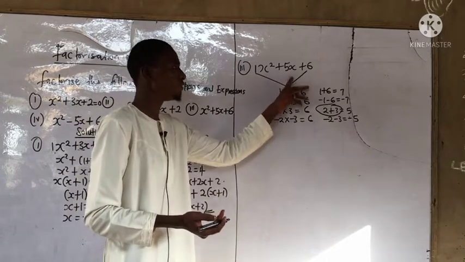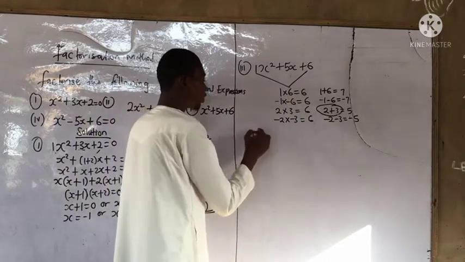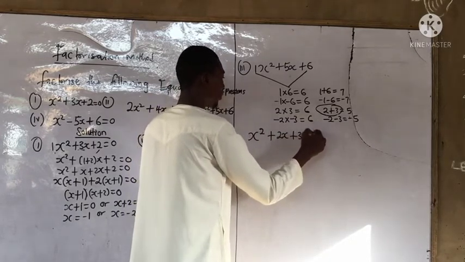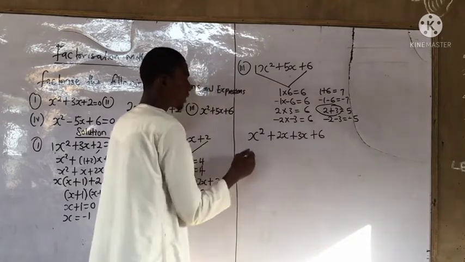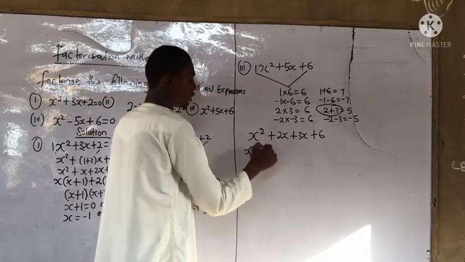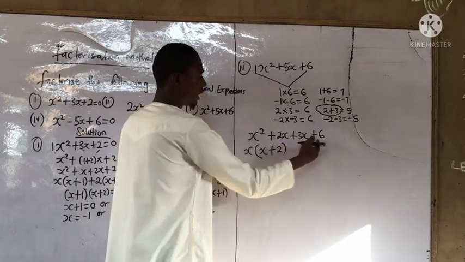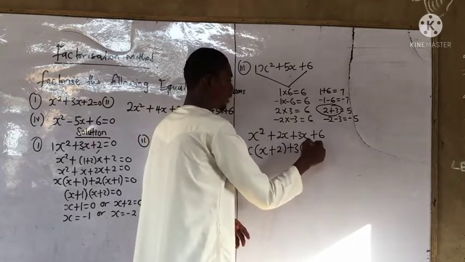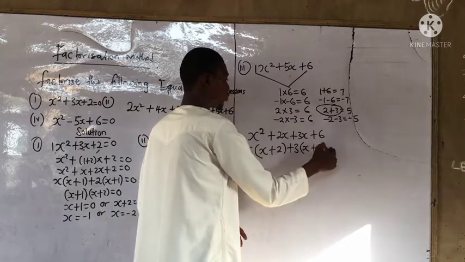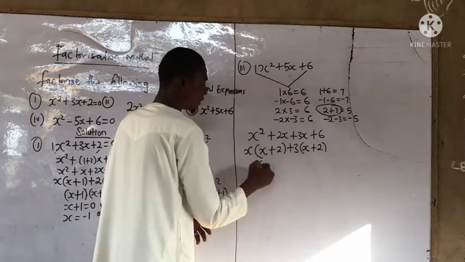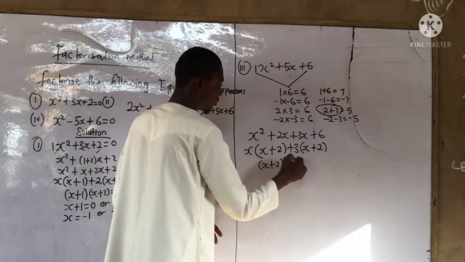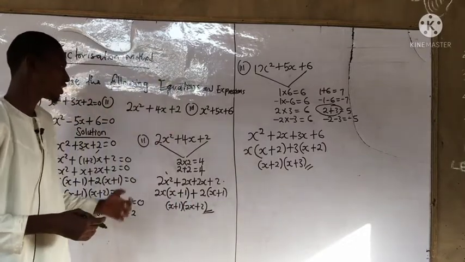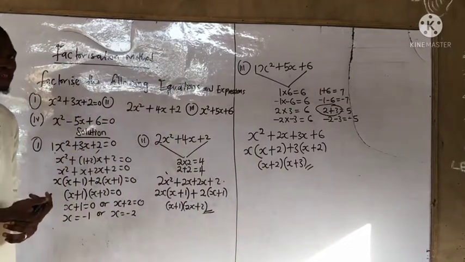So we just have to replace 5 here with 2 plus 3. So now the expression becomes x squared plus 2x plus 3x plus 6. In the first 2 terms, you factorize out x, then you are left with x plus 2. In the last 2 terms, 3x plus 6, you factorize out 3, then you have x plus 2. Now x plus 2, I've made mention of this before, you pick one out of it, then you have x plus 3, which is the solution to that question. So you can just pause this video and solve the last question.